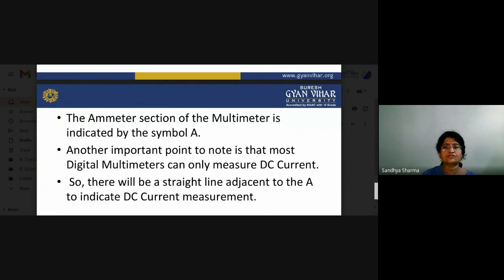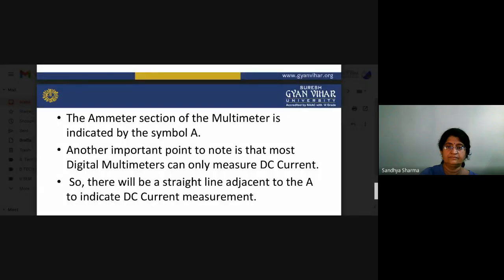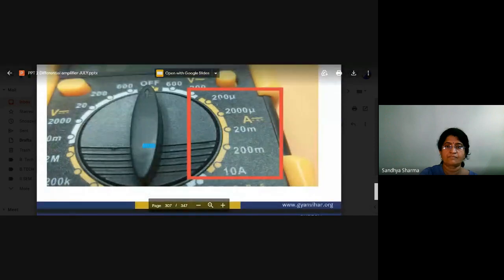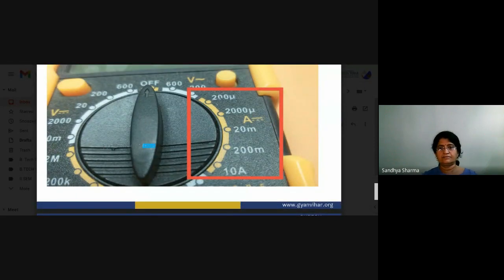Now the ammeter section of the multimeter is indicated by the symbol A, and another important point to note is that a digital multimeter can only measure DC current. So there will be a straight line adjacent to A to indicate DC current measurement. So this is the part where we can measure the current, and this is indicated in amperes. We do not always use AC current. Generally we use DC current, so that is the basic symbol of our DC signal.